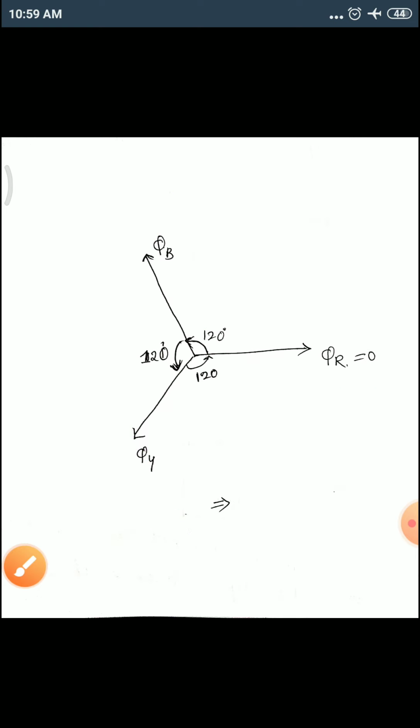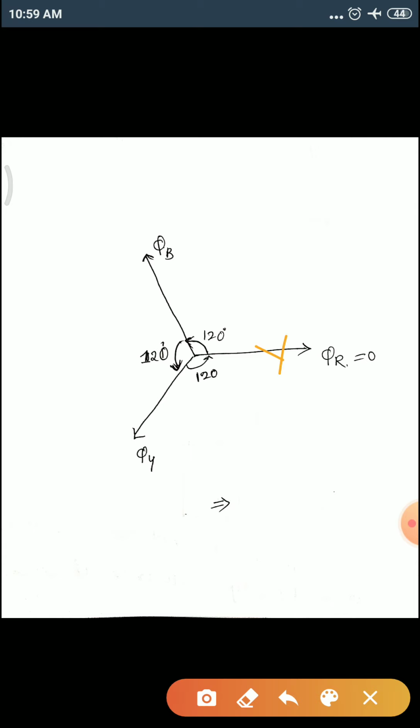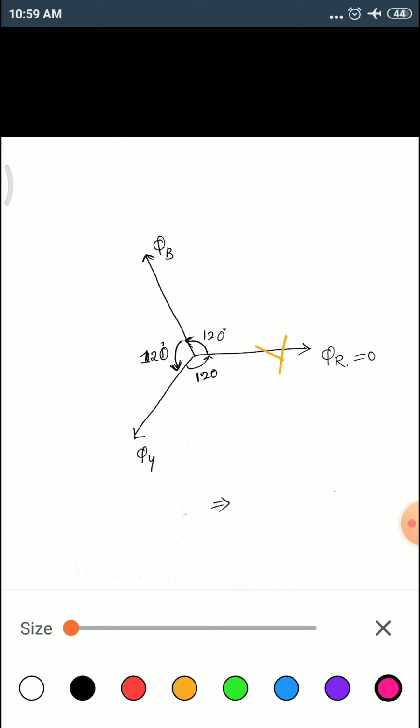So let's draw once. As we know, this will not be there. Then if I want minus phi y, I'll extend this, which is nothing but minus phi y, which is nothing but minus 0.866 phi m. Phi b is 0.866 phi m.